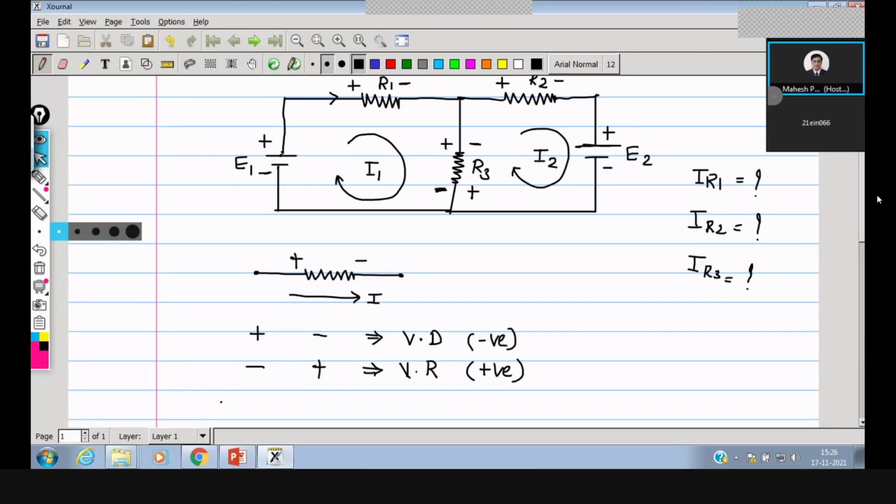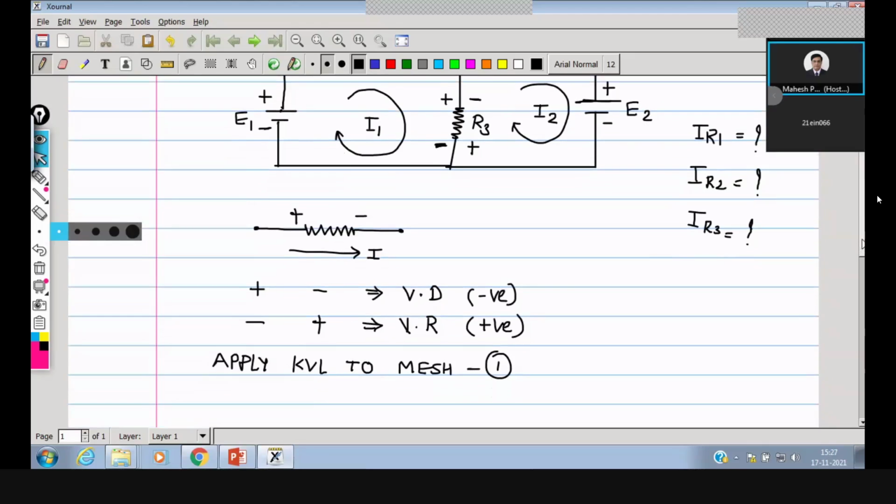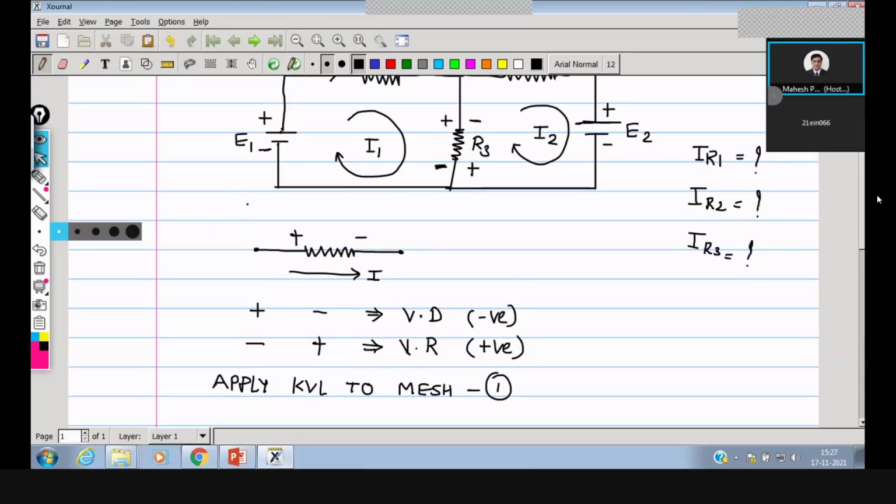Apply KVL to mesh 1. So we can write an expression here. What is the expression? Let us start from E1, or you can start from the left corner, and then we will finish it this way. So we will write an equation with three different elements: E1, that is the active element, and two different resistors.